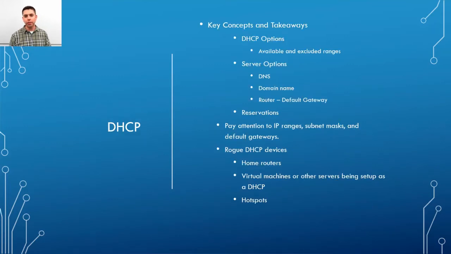We'll go over the DHCP options and things. In the options, as you're setting up a DHCP scope, it's always important to set the options and to set available ranges, excluded ranges, reservations, etc. But then go into your server options and make sure that the DNS server, the domain name, and the default gateway or the router are specified.